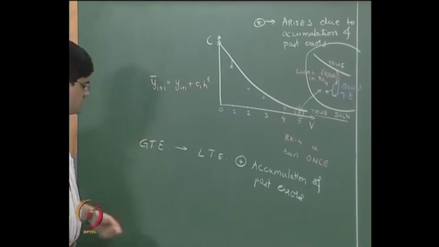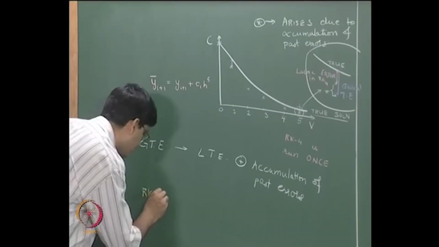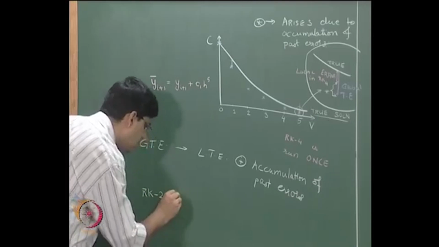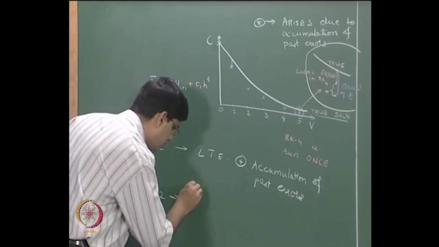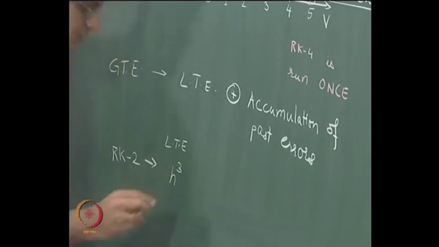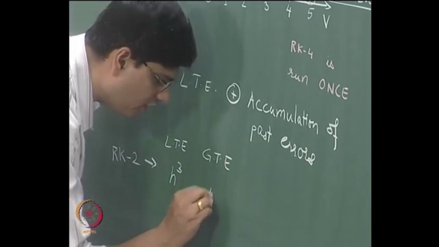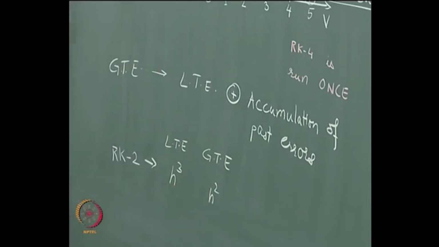In general, what we had seen is for the RK2 method, the local truncation error was of the order h to the power 3, and the global truncation error will be of the order h to the power 2.